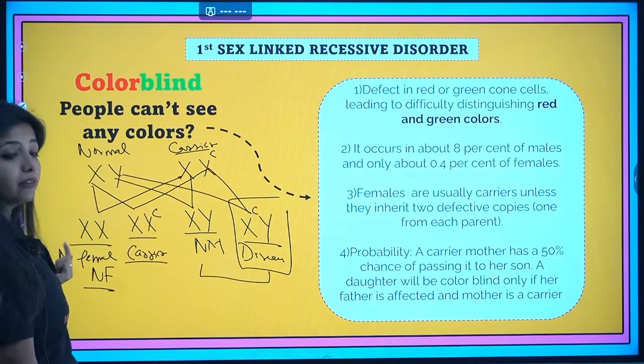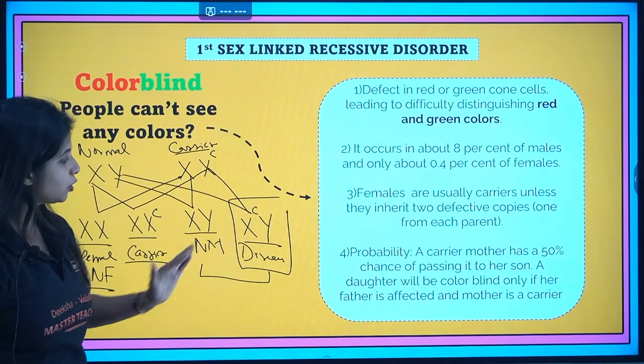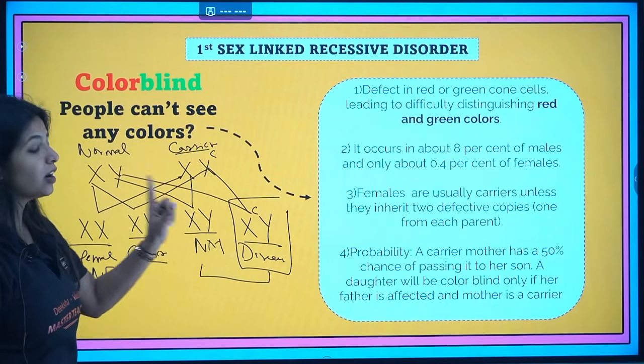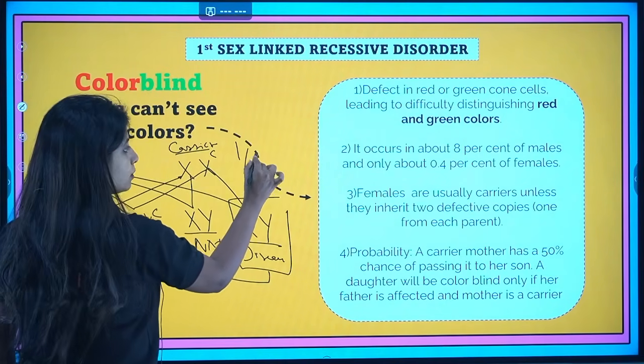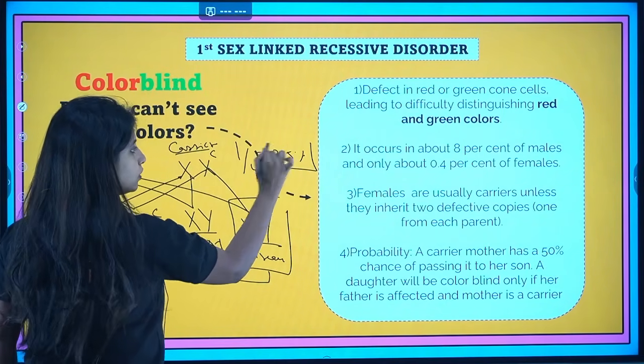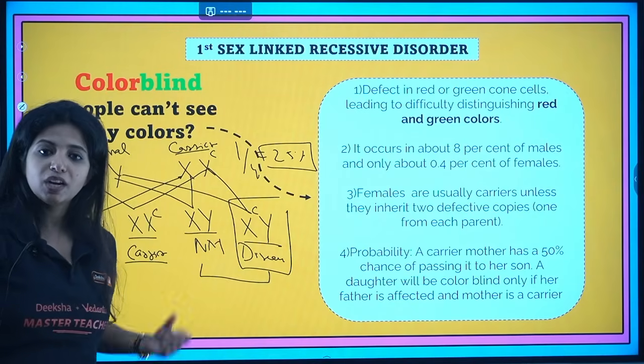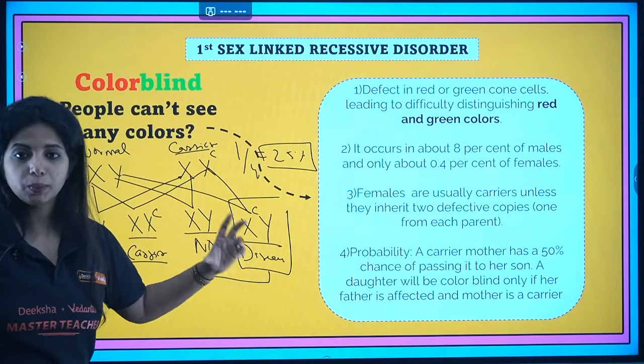You're not talking about everyone together. Okay, if you're talking about everyone together, then out of 4, one of them is being affected. So 1 by 4 is equals to what? 25% of the children will be affected with the disease.